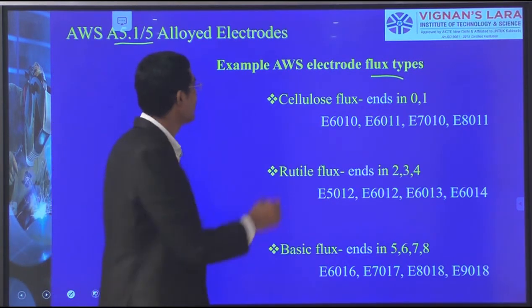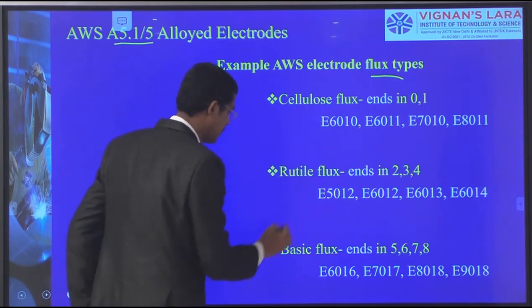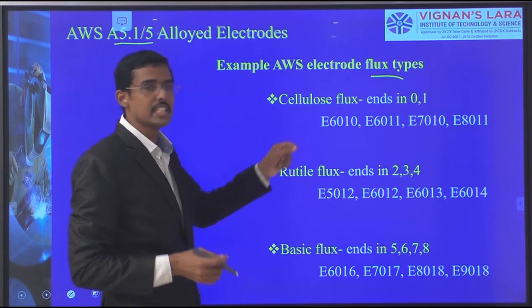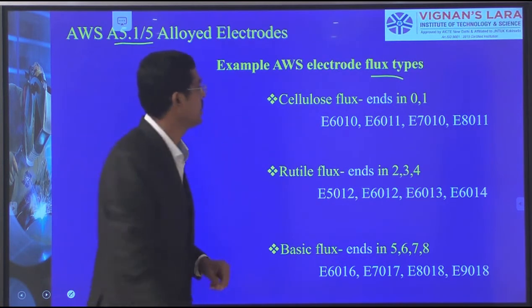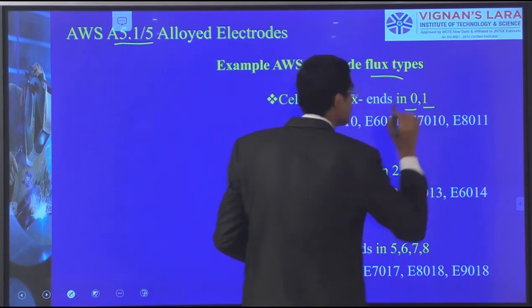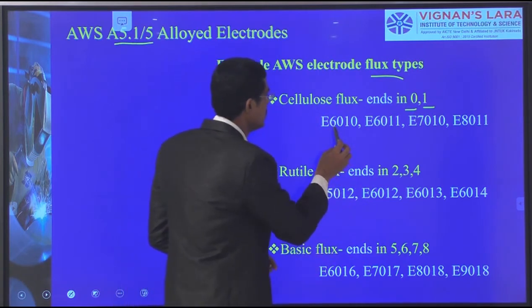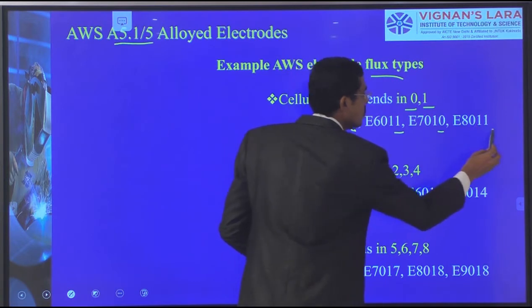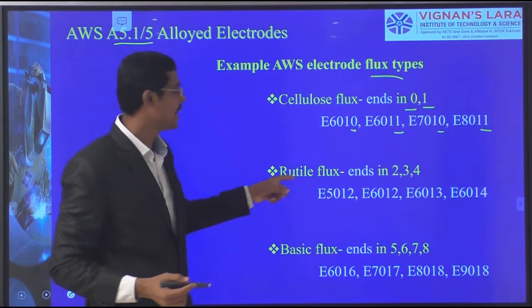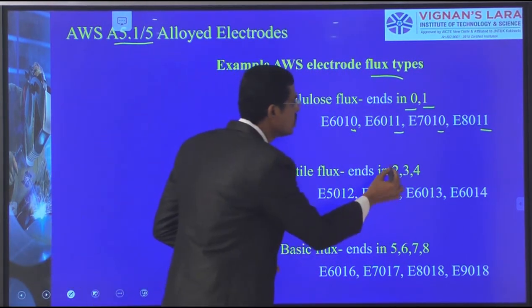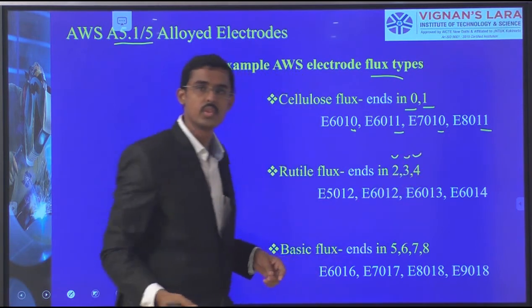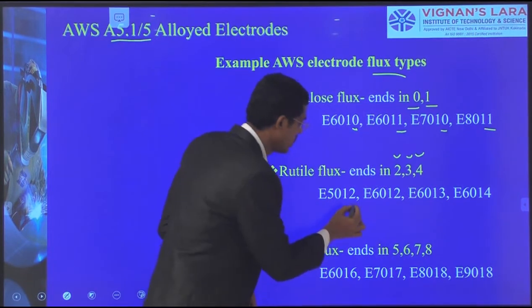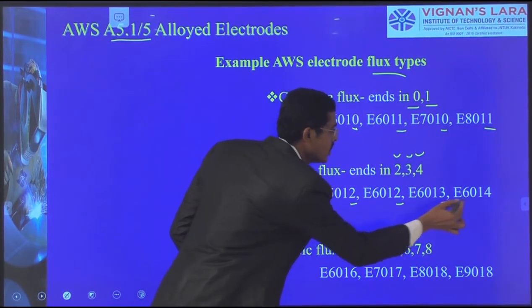We have seen already the cellulose flux, rutile flux, and basic fluxes. For identification, the cellulose flux electrode ends with zeros and ones, like E6010 and E6011. The rutile flux ends with 2, 3, and 4.